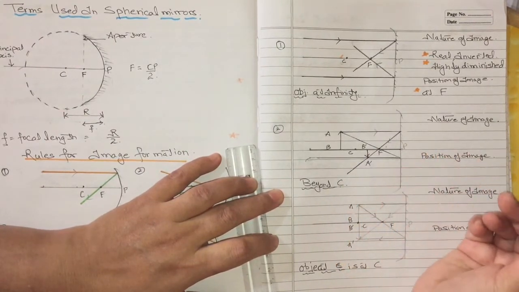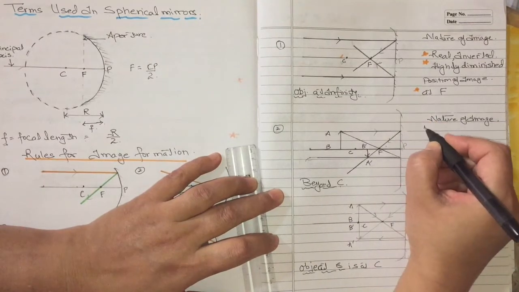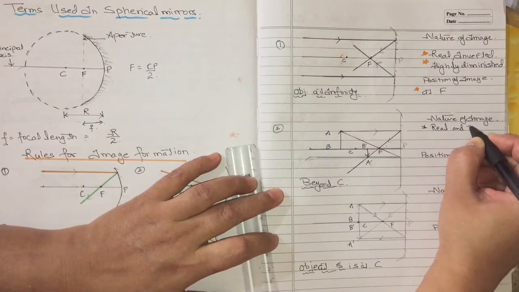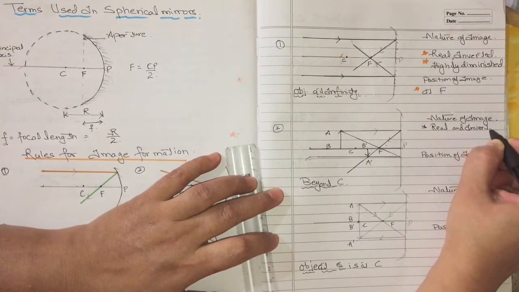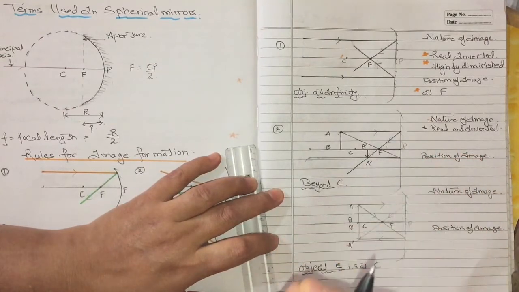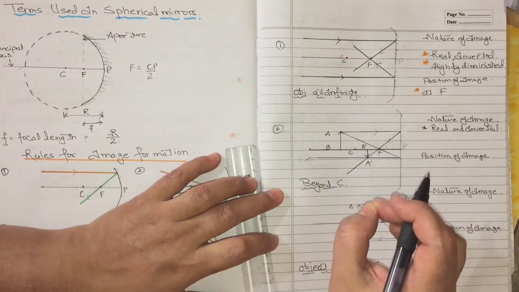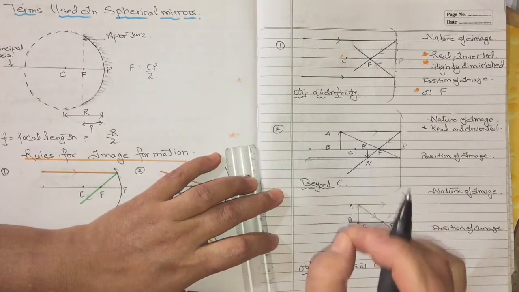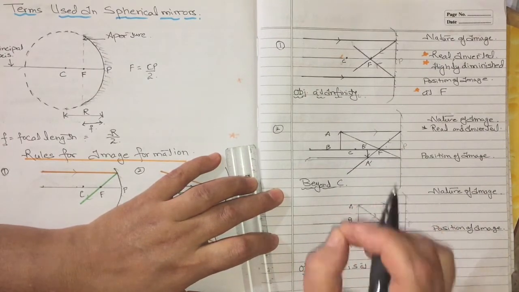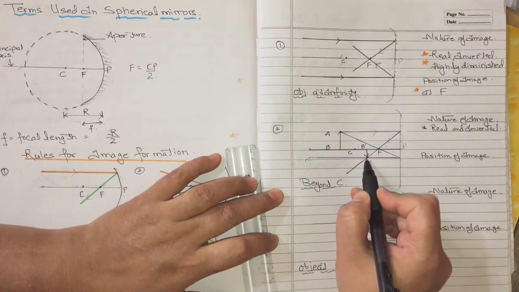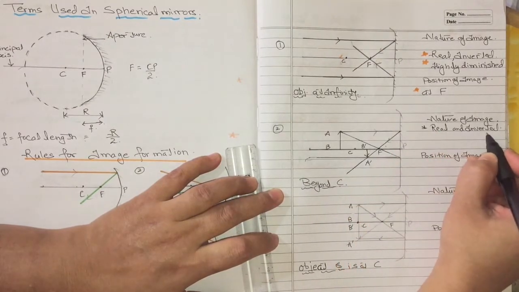First we see the nature of the image. As I can see, it is real and inverted. Now why is it real? Because the rays are actually meeting at a point. The image is real when the rays are actually meeting at a point. Here I can see that rays are getting reflected and meeting at a particular point, so the image is formed at this point. So it is real and inverted.